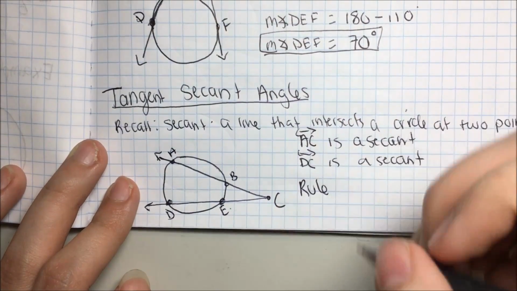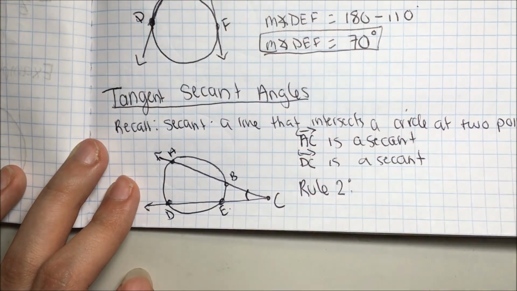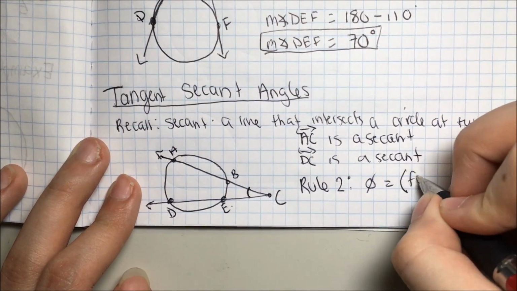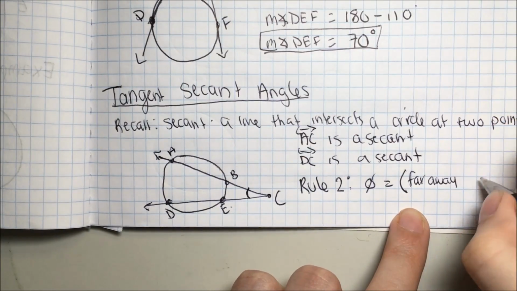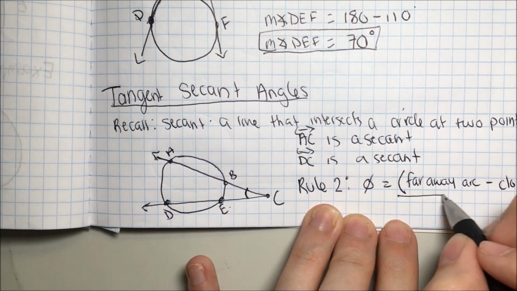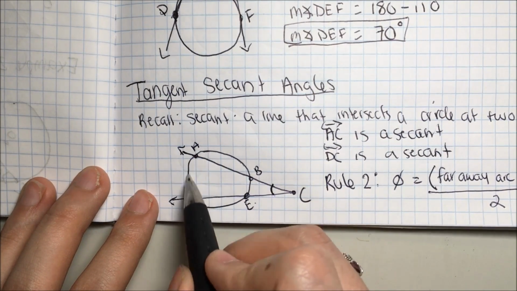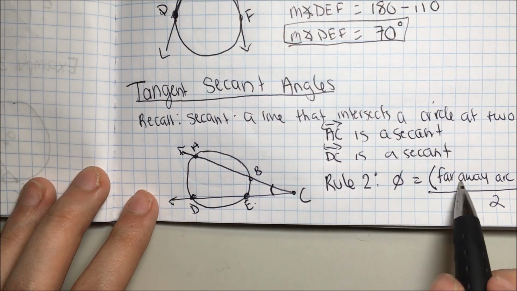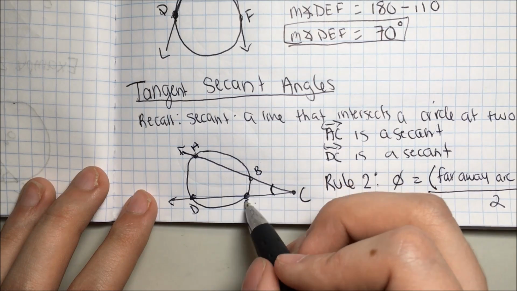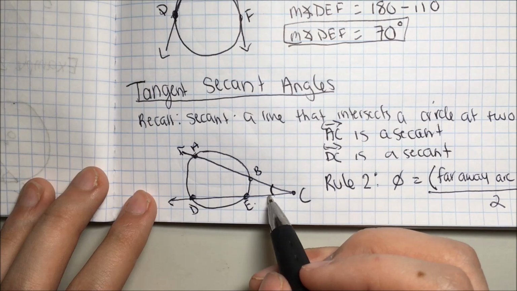So the rule for this, rule 2, to find out what angle C is: the angle is equal to the far away arc minus the close arc, all divided by 2. So this is our angle, this would be our far away arc, and this is our close arc. So it's far away arc AD minus arc BE, divided by 2.